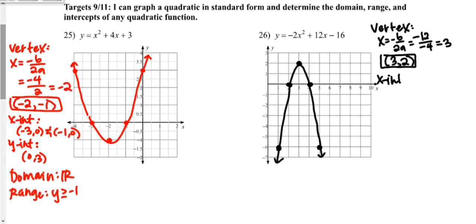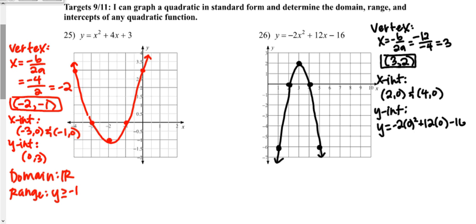So the x-intercepts here are 2, 0 and 4, 0. The y-intercept I actually can't see on this graph, so I am going to have to plug in a 0 for x, and I'm doing that into that original equation. And if I put that in my calculator, I just solve, I get -16. So that would be 0, -16, which is not on the graph. Makes sense because I can't see it.